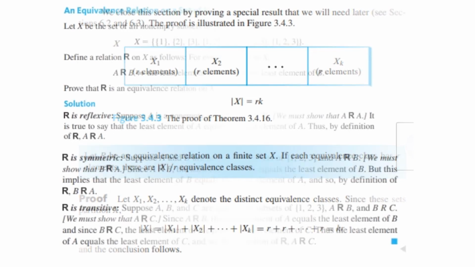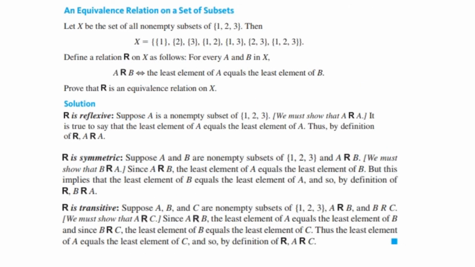We're going to spend pretty much the balance of this lecture proving things are equivalence relations, and these are some of the kinds of problems that I would probably ask you to do as we go forward. So here, let X be the set of all non-empty subsets of this. Now this is all non-empty subsets, so you know that there are 7 sets here, and these are the non-empty subsets.